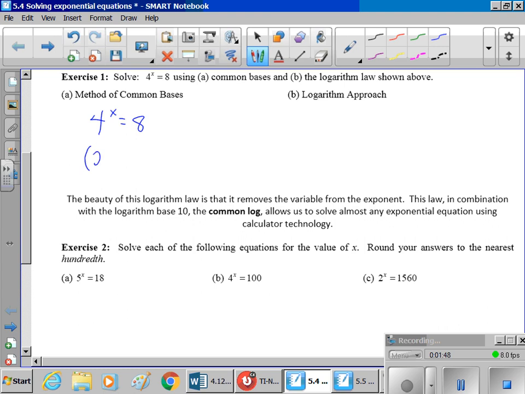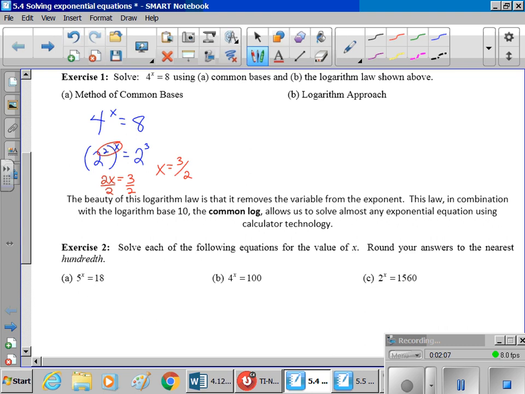So I know 4 can be written as 2 squared, to the x is equal to 2 to the third power. Now at this point we just multiply the exponents and I get 2x is equal to 3. Divide both sides by 2 and x equals 3 over 2.